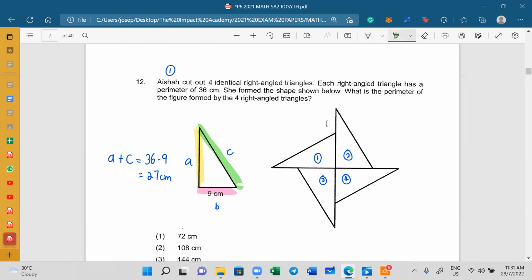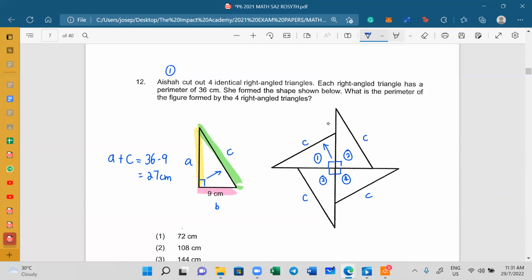I want to highlight one thing. Whatever is opposite the right angle is C. If we look at triangle number 1, this is the right angle, therefore whatever is opposite is called C. I want to identify C and A, and I know that the sum is 27. Then the next one, whatever is opposite is C. For triangle number 4, this is C. For triangle number 3, this is C as well. So you can see C, C, C.